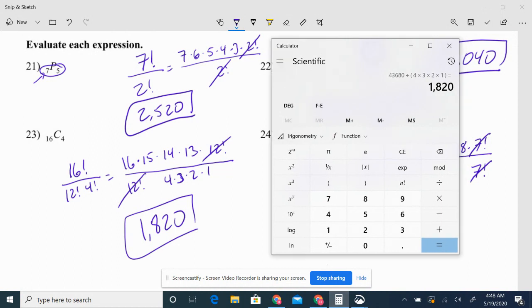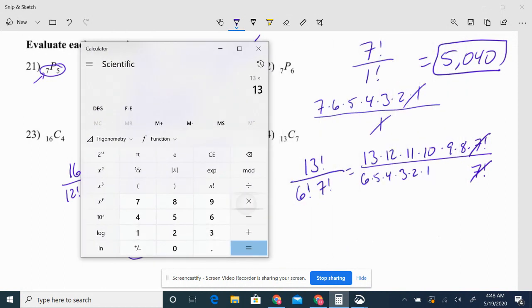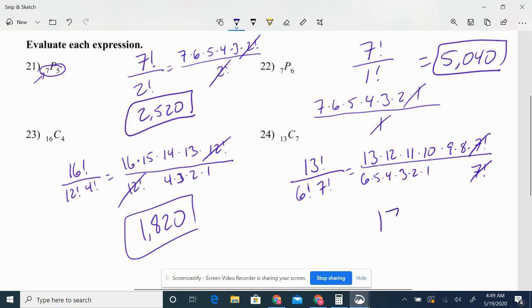So let me grab my calculator for that. 13 times 12 times 11 times 10 times 9 times 8, divided by, at the bottom, 6 times 5 times 4 times 3 times 2 times 1, equals 1,716.